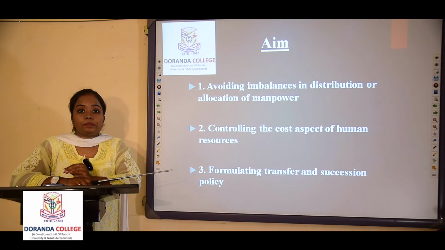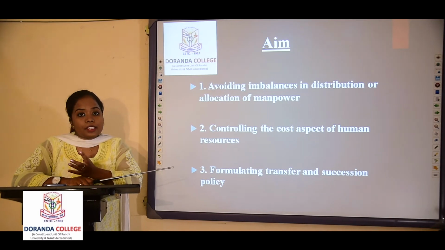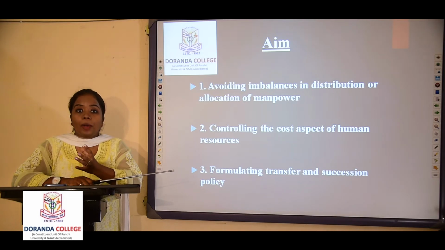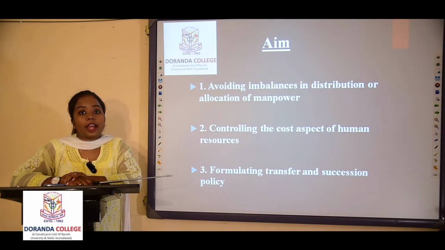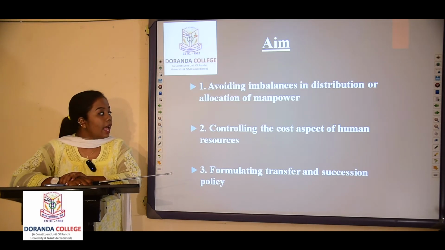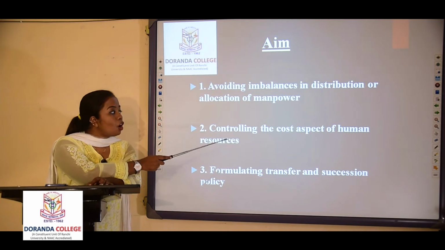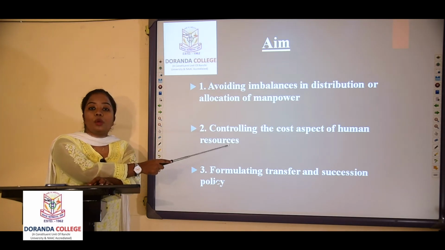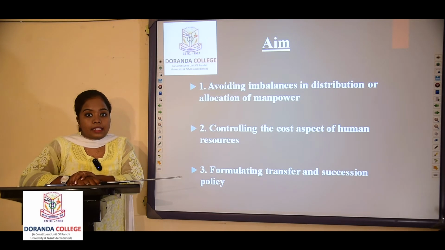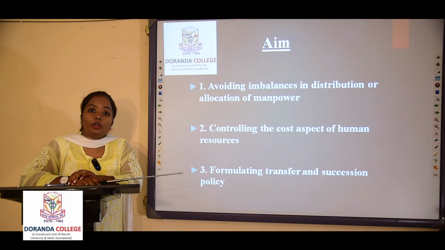You are investing money in that particular selection team, and then you are not having a proper balance, or you can say you are not having the right amount of people at the right time at the right space. In that case, controlling the cost aspect of human resources will not be up to that extent. So it is very important that you take care of every allocation team that you are using in order to select the people for your company.